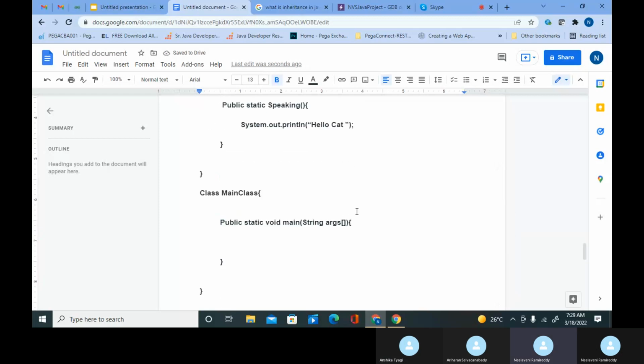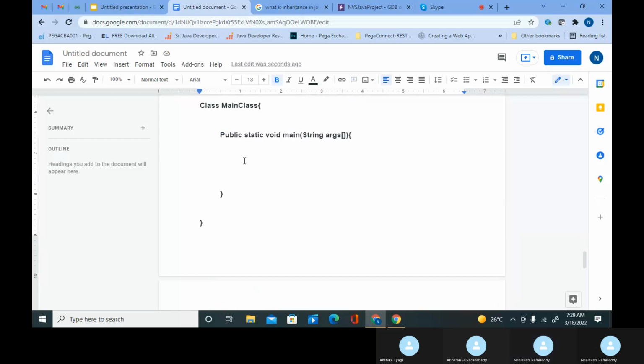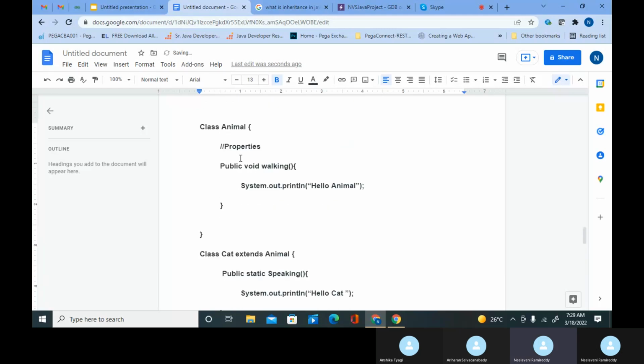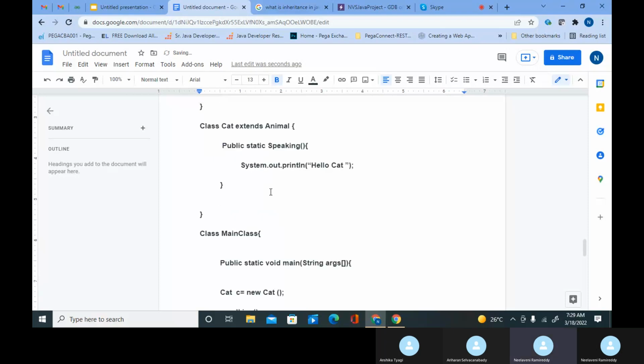Okay. So now how am I going to access my parent data by using my child? I'm creating only the Cat object alone, new Cat. Here c dot, in my parent, what method is there? Walking. I'm simply calling this. I'm not creating any parent object. c dot speaking.